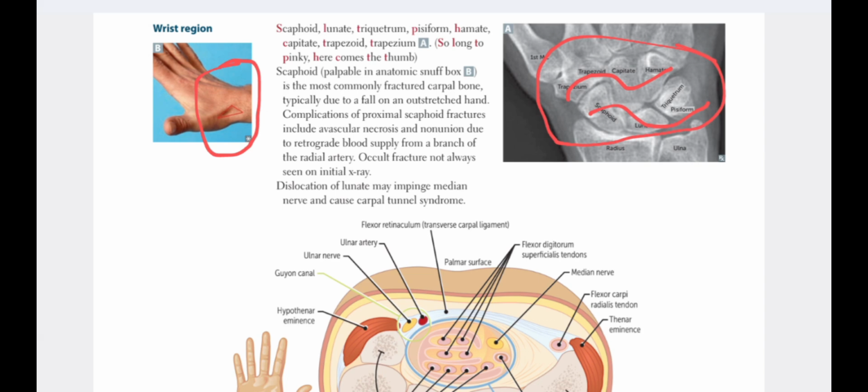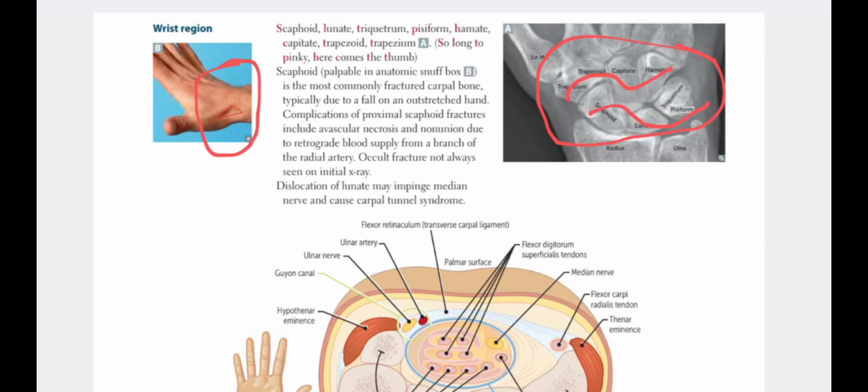So the scaphoid is palpable in the anatomical snuff box, and it is the most commonly fractured carpal bone. This is an important point to remember from the perspective of USMLE, typically due to a fall on an outstretched hand, for example in children while playing, or in adults during RTA, etc. The complications of scaphoid fractures include avascular necrosis and non-union due to retrograde blood supply from a branch of the radial artery.